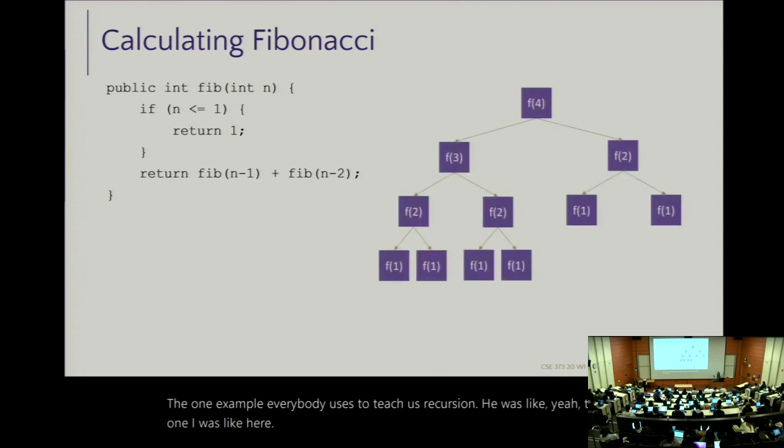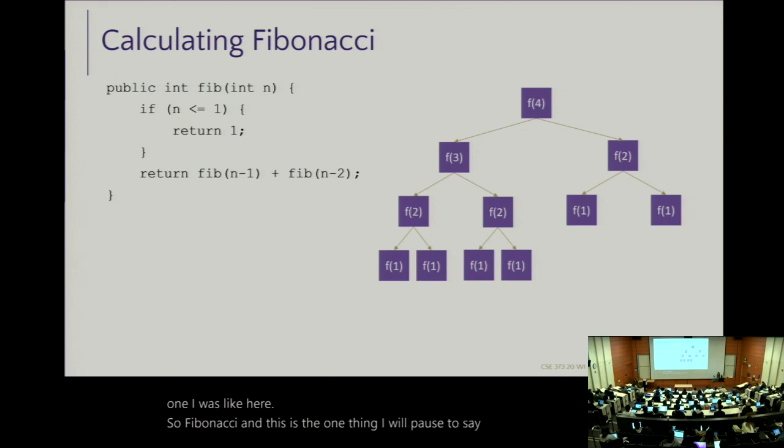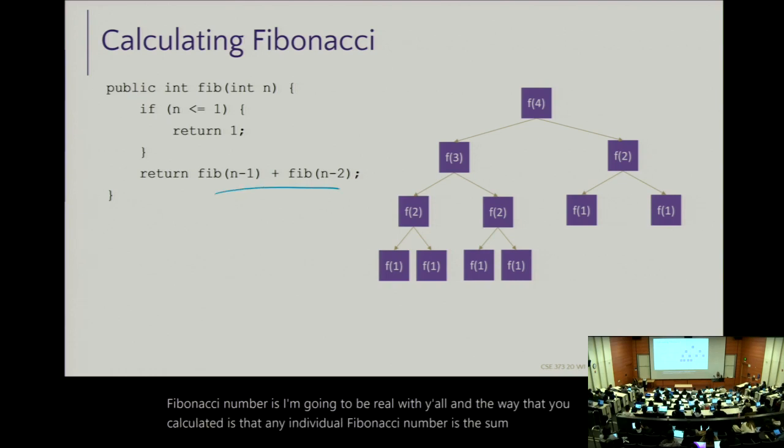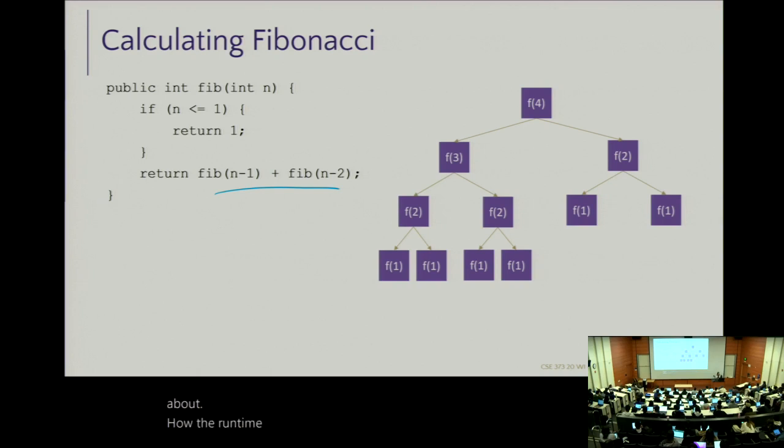So Fibonacci, and this is the one thing I will pause to say, Fibonacci is a mathematical thing, something from nature maybe? I don't really know what Fibonacci's number is. I'm going to be real with y'all. The way that you calculate it is that any individual Fibonacci number is the sum of the two Fibonacci numbers preceding it. So it's a great situation for a recursive call. But I wanted to show you this visualization of how you can start to mentally think about how the runtime of recursive calls grows. They kind of end up becoming this exploding tree.